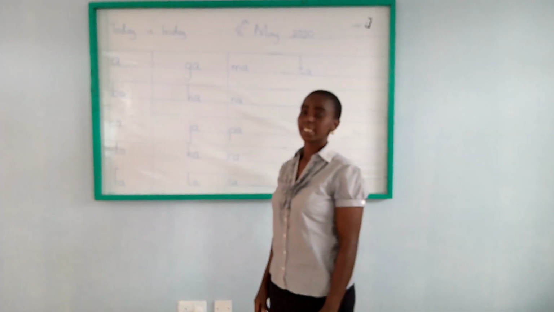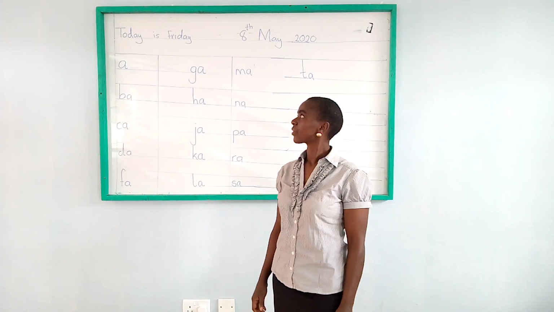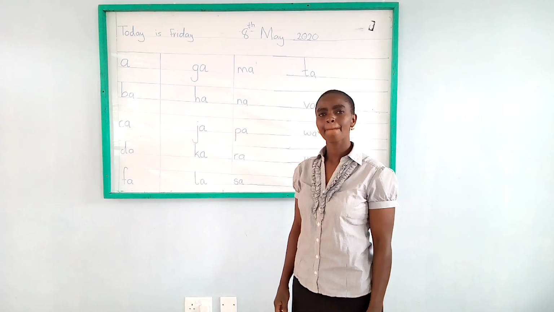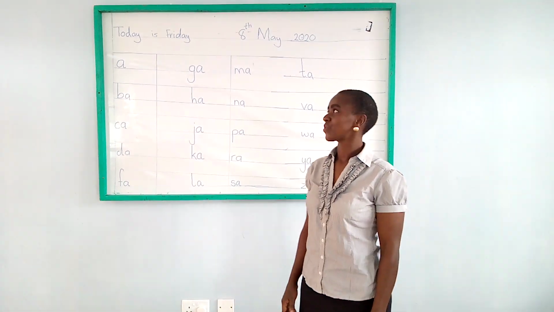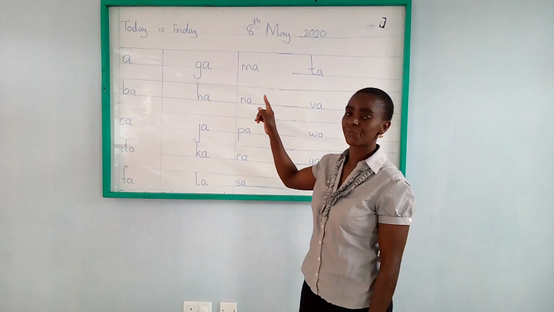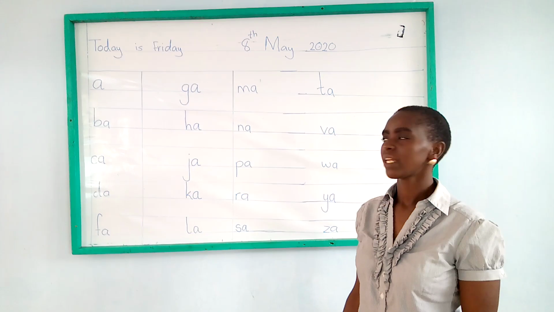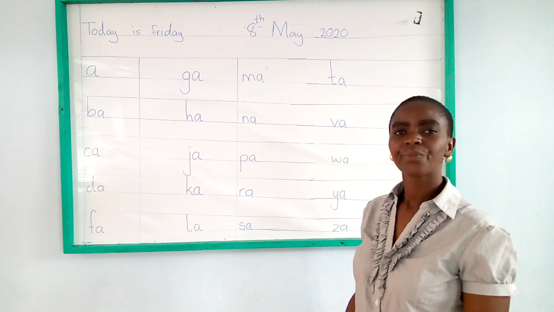We are going to start by asking ourselves, when is today? When is today, children? Can you remember? I can't hear you. Today is on Friday. How many days make a week? There are 7 days in a week.